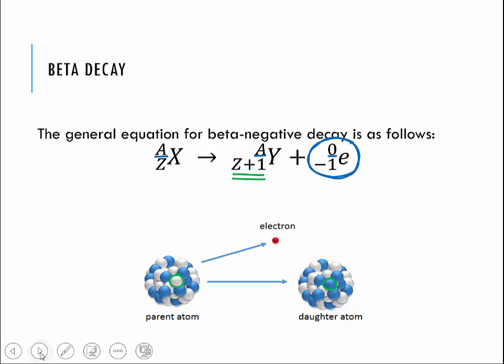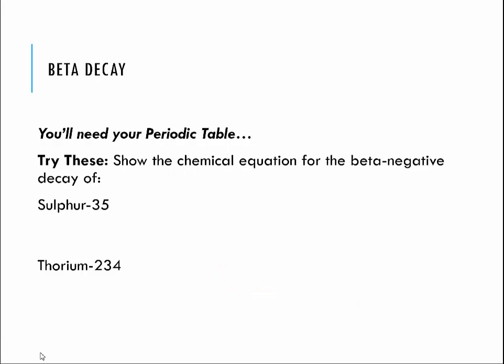So let's do beta decay equations. So first we got to do sulfur 35. So we all know sulfur. We got S on here. If we look on the periodic table, it has 16 protons, and it tells us it has a mass of 35. So we're going to undergo beta decay this time.